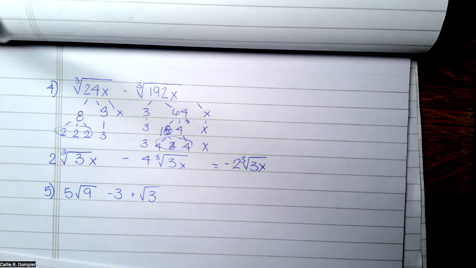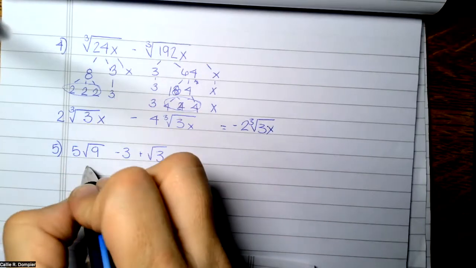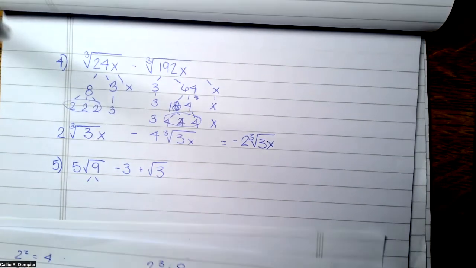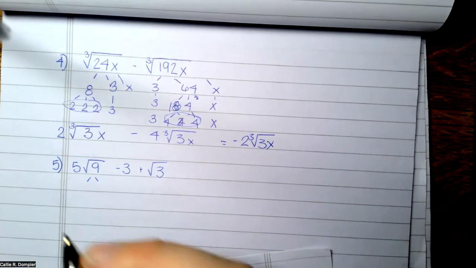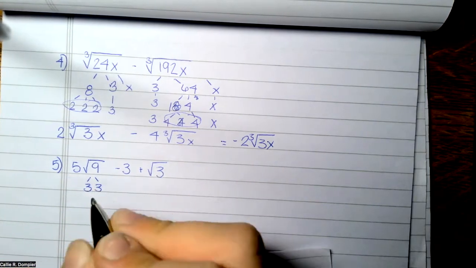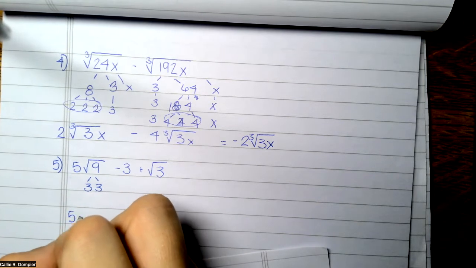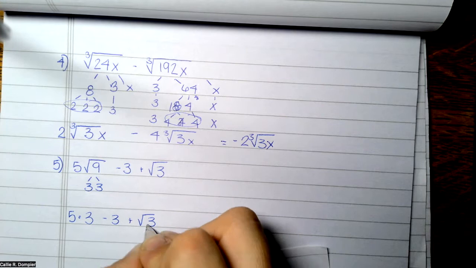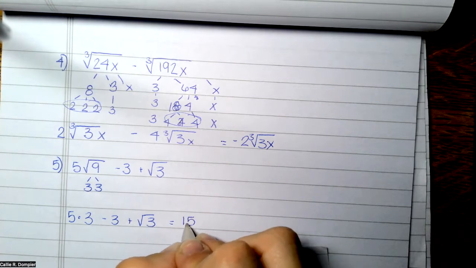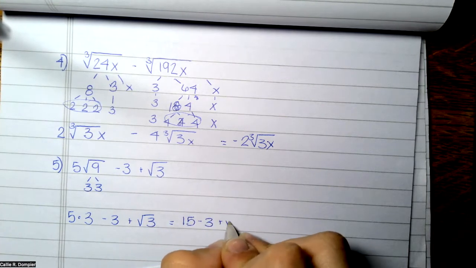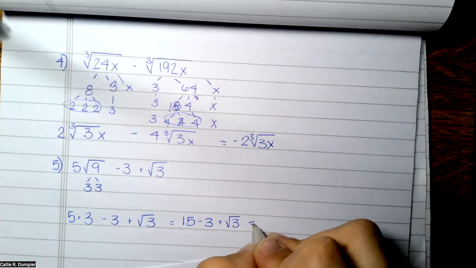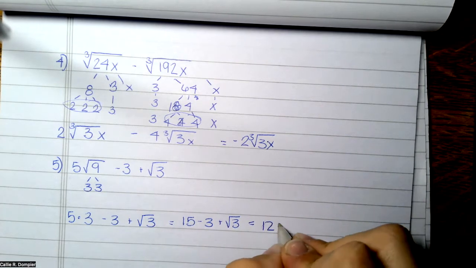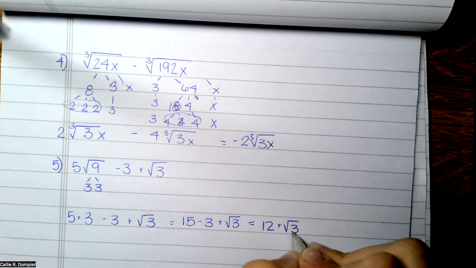5 square root of 9 minus 3 plus square root of 3. The square root of 9 is actually 3, right? 9 is 3 times 3. So that's 5 times 3 minus 3 plus the square root of 3. 5 times 3 is 15 minus 3 plus the square root of 3. 15 minus 3 is 12 plus square root of 3.